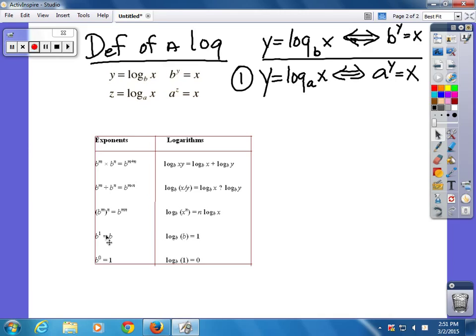Anytime these two match, the base, log base 10 of 10 is 1. Log base 4 of 4 is 1. Log base 2 of 2 is 1. Log base 101 of 101 is 1. And any log of 1 is what? 0. You need to write those down and make that change right there.